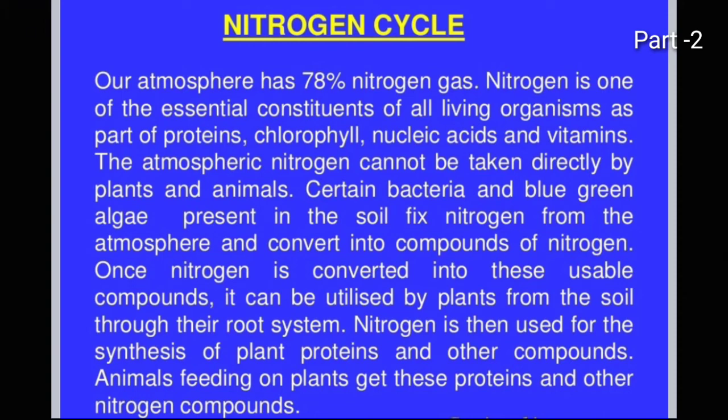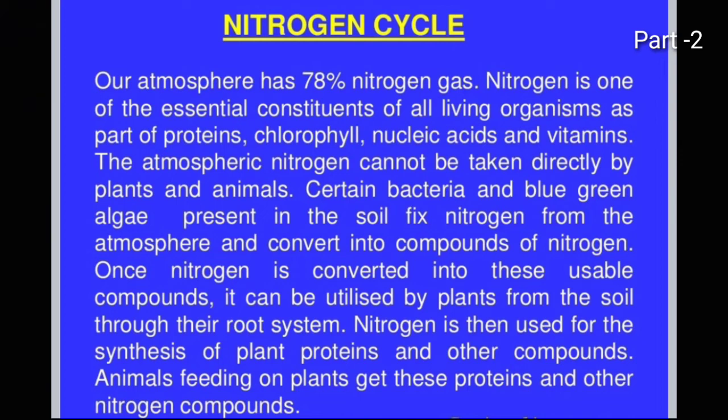You all know the quantity of nitrogen that is present. It is 78%. Nitrogen is one of the essential constituents of all living organisms as a part of proteins, chlorophyll, nucleic acids and vitamins. It is present in all these components. The atmospheric nitrogen cannot be taken directly by plants and animals because it is present in complex form. So first it has to be fixed and then it is taken by plants and animals. So how is its fixation done?